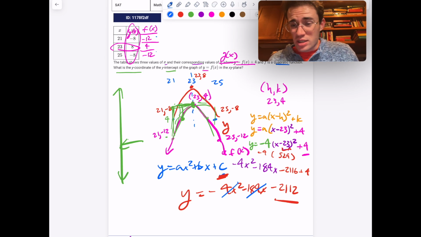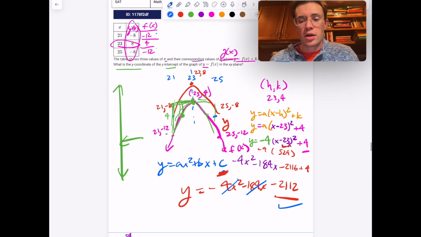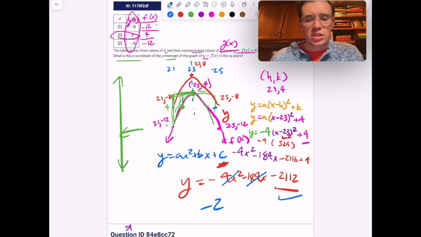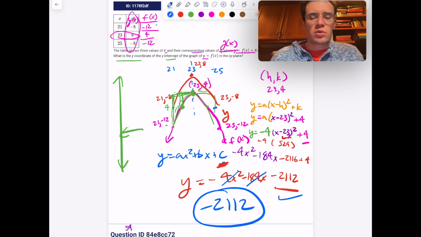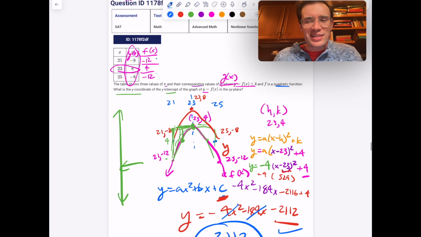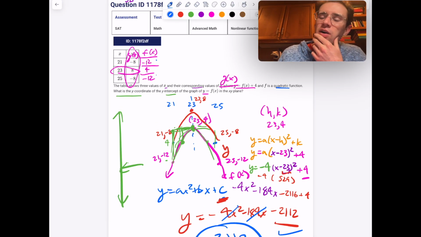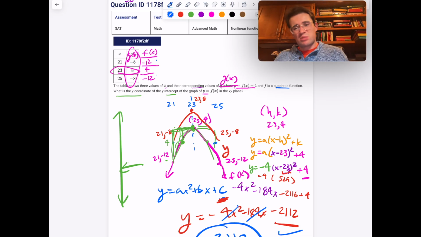I don't actually know which of these would be faster, playing with the axes or just plugging it in. If you have a handheld calculator, this could actually be faster. But either way, that gives us our answer: -2,112. This one was kind of annoying. I wouldn't necessarily say this is the hardest conceptually, because there wasn't a point while I was doing this where I was confused what I was supposed to be looking for. It just had a lot of steps. So this one's kind of a pain.